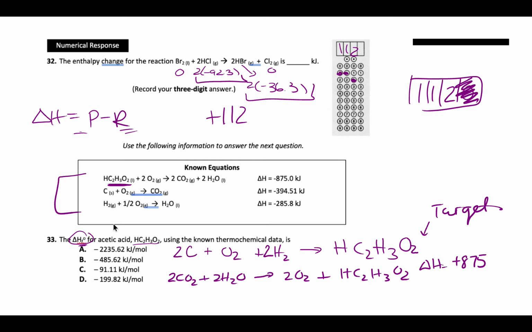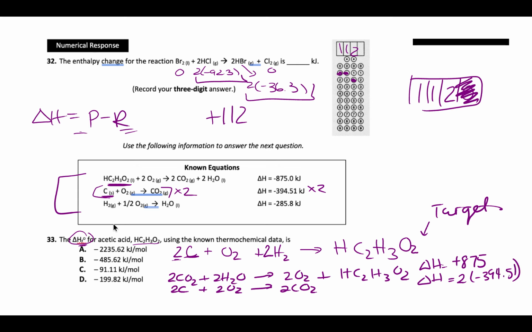My next one, I'm fine with where I'm seeing my carbon because I need it as a reactant, but I do need 2 moles. So I'll need to multiply this reaction by 2, which means I multiply my delta H by 2. So I'll have 2 carbon plus 2 O2 to give me 2 carbon dioxide molecules, and then my delta H will be 2 times negative 394.51.